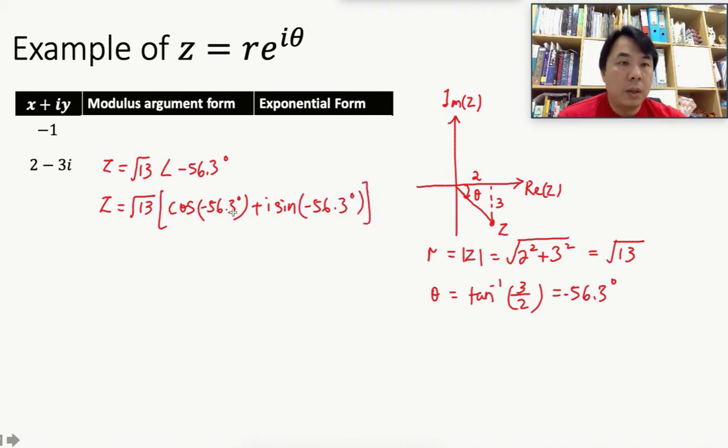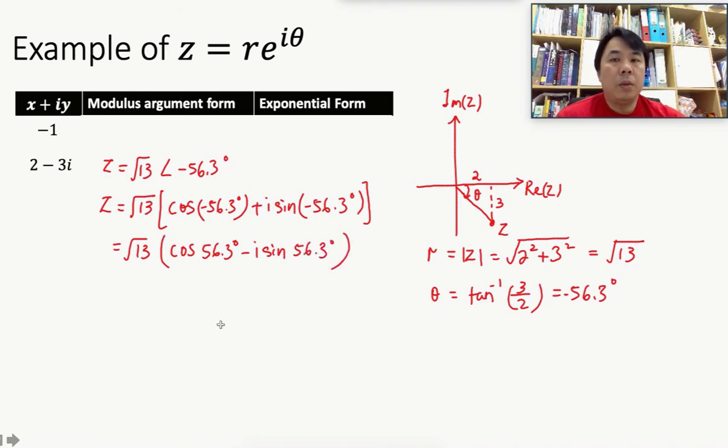Now, of course, you might like to convert that to its simplified form. So cosine negative is always cosine in this case, because it falls in the fourth quadrant. That's just a simplified view of that. And then for sine, it should be negative. Okay, and then there you go. That is the modulus argument form. You can either leave it in this format or in its trigonometry form, which is also known as modulus argument form here. Right? And then lastly, the exponential form.